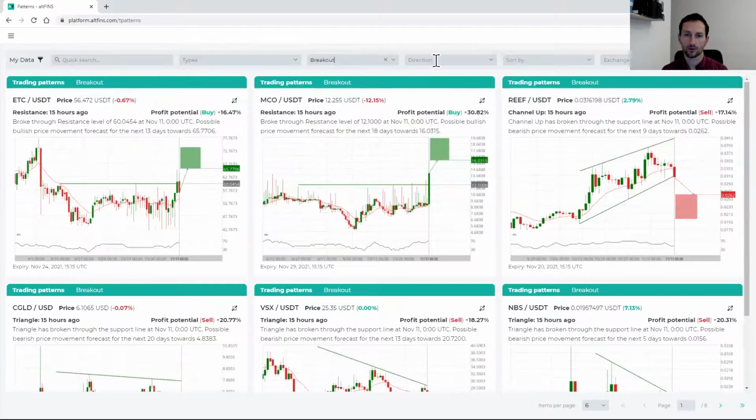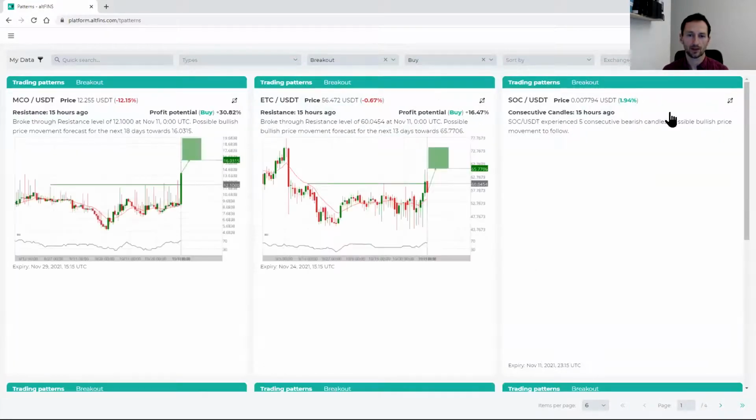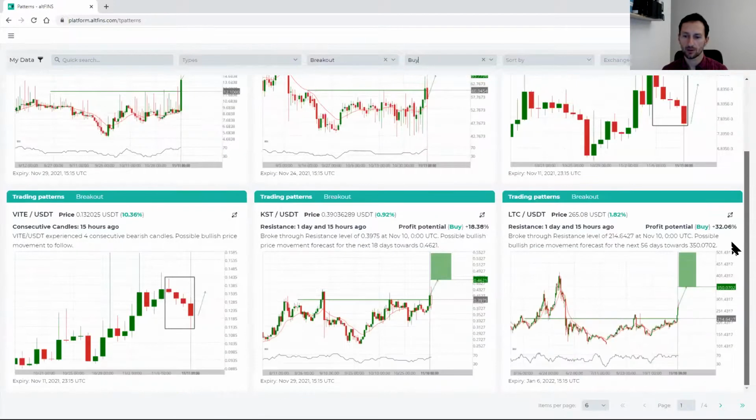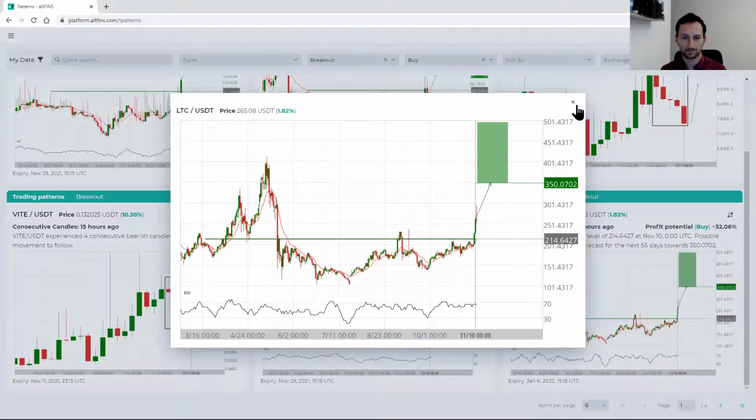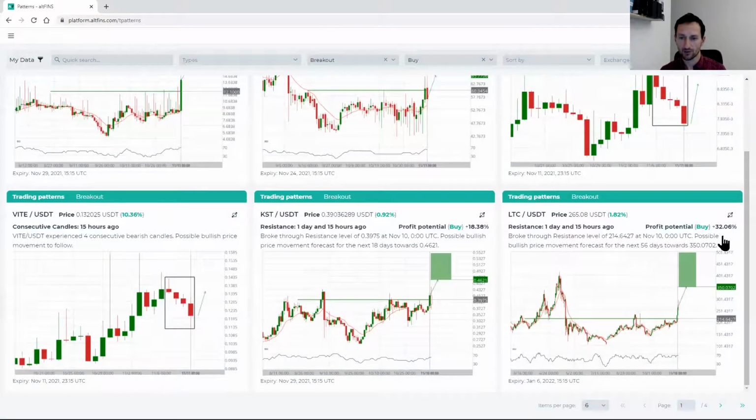All right, and we want to be buying things, not selling. So that helps us a little more. Okay, we've got Litecoin. The upside potential is pretty decent, 32%. Let's look at the chart here.